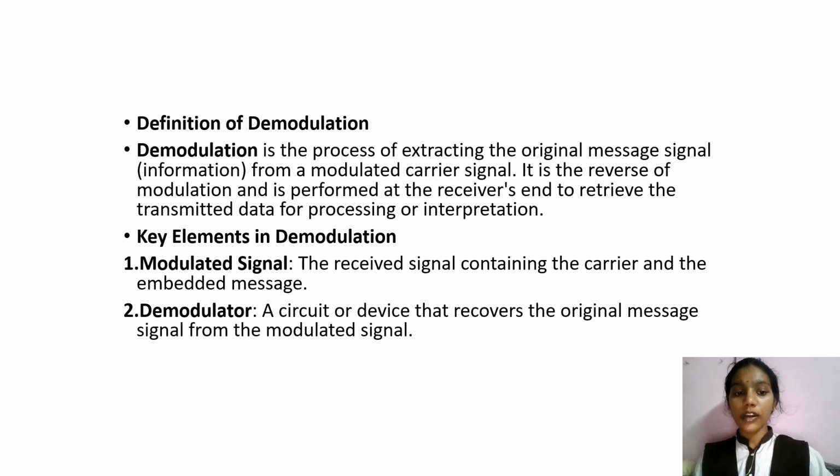Next one, definition of demodulation. Demodulation is the process of extracting the original signal from the modulated carrier signal. It is the reverse of modulation and is performed at the receiver end to retrieve the transmitted data for processing or interpretation. Key elements in demodulation. There are two key elements. First one is the modulated signal and next one is the demodulator. Modulated signal: the received signal containing the carrier and the embedded message. Demodulator: the circuit or device that recovers the original signal from the modulated signal.